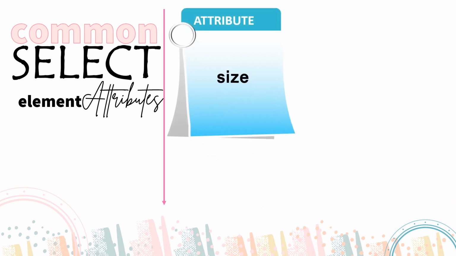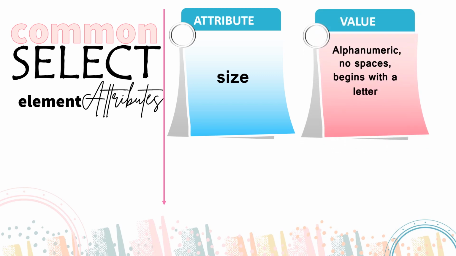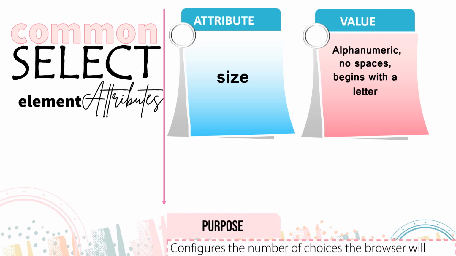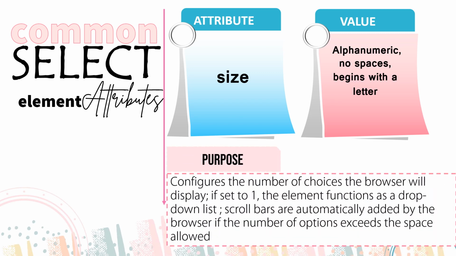The size attribute. The value of a size attribute could be numeric, no spaces, begins with a letter. The purpose? It configures the number of choices that the browser will display. If set to 1, the element functions as a drop-down list. Scroll bars are automatically added by the browser if the number of options exceeds the space allowed.